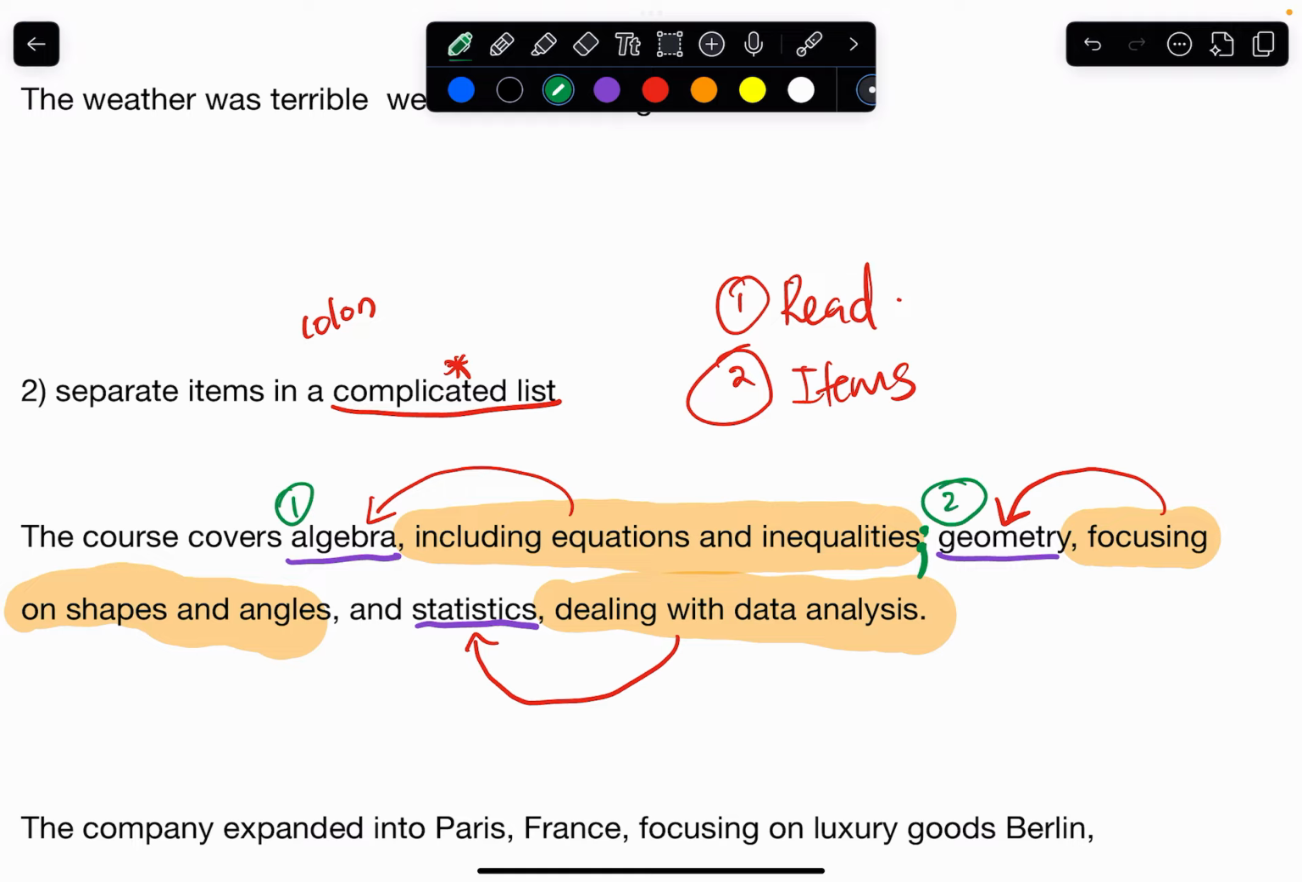So there's 3 items on the list, right? And what you can do is, before the last item on the list, there's usually an and, and there's always a semicolon before that, okay? So this would then read: algebra, including equations and inequalities; geometry, focusing on shapes and angles; and statistics, dealing with data analysis.